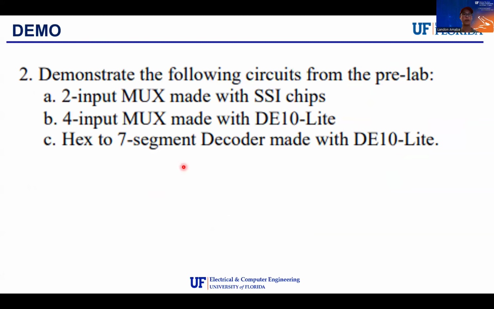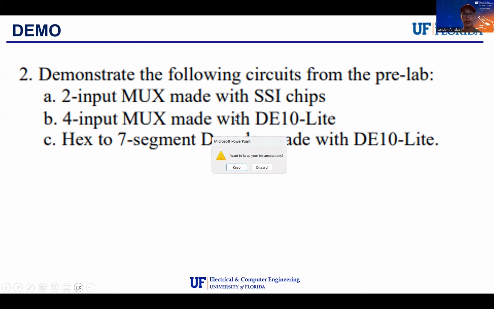The last thing I'm going to want to talk about is this snippet from your pre-lab document. It says demonstrate the following circuits from the pre-lab. So this is what you need to bring to lab and you'll demo to your TA. And there'll be a similar snippet in all the next labs so you don't get confused. So, 2 input MUX made with SSI chips. This is like discrete components you might see as the little ICs. The 4 input MUX made with DE10 Lite. And then the hex 7 segment decoder made with DE10 Lite.